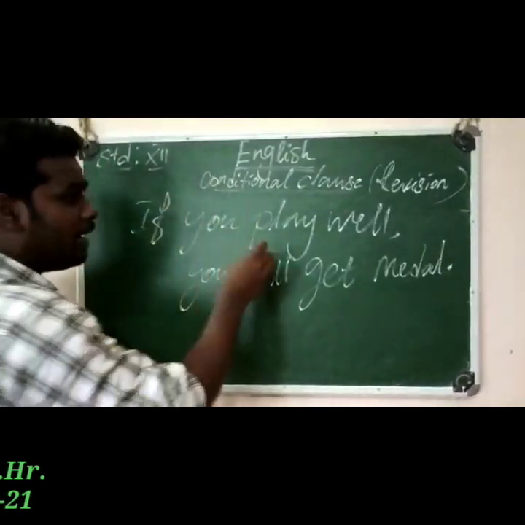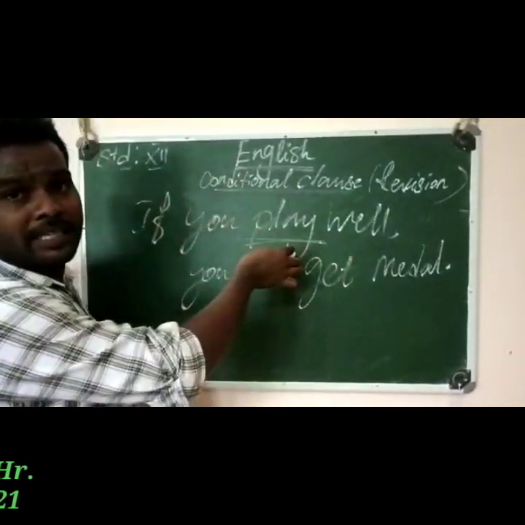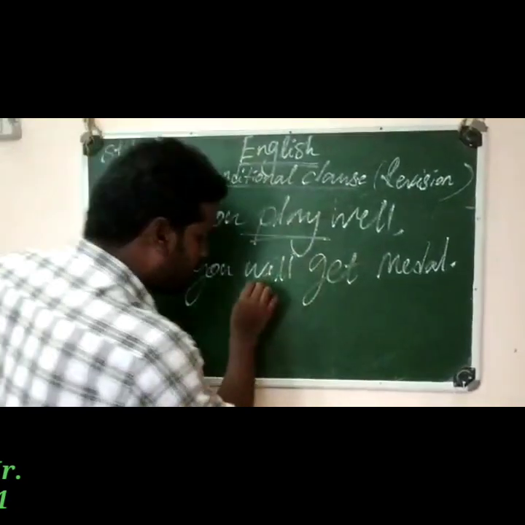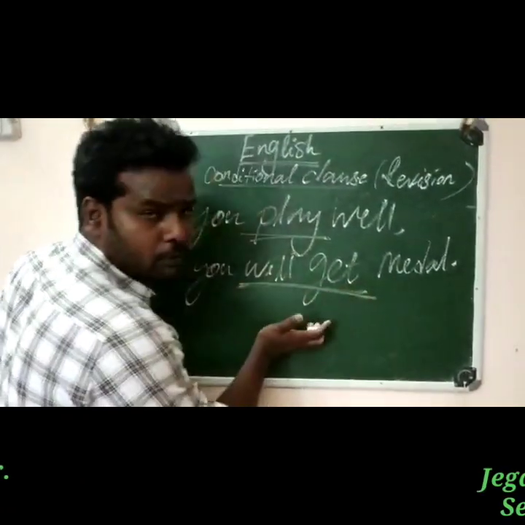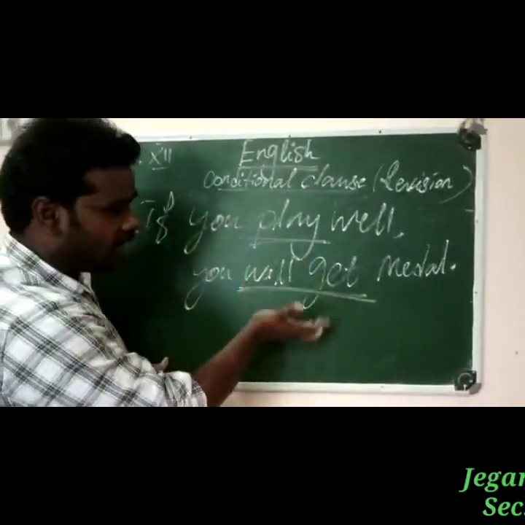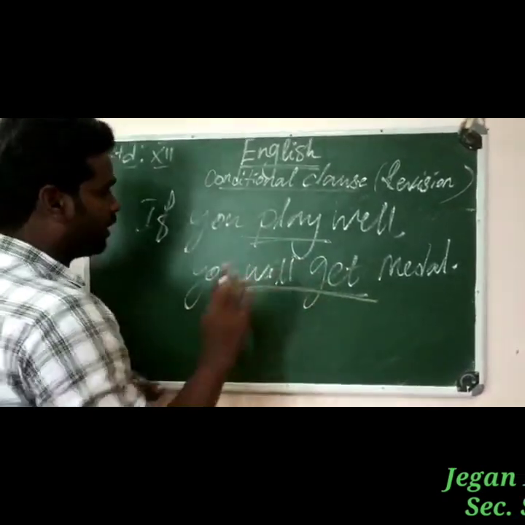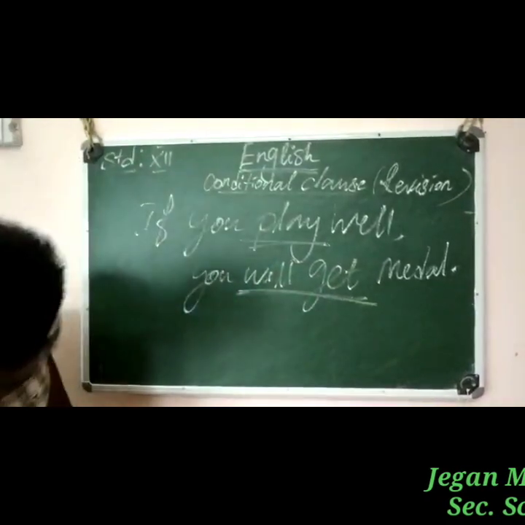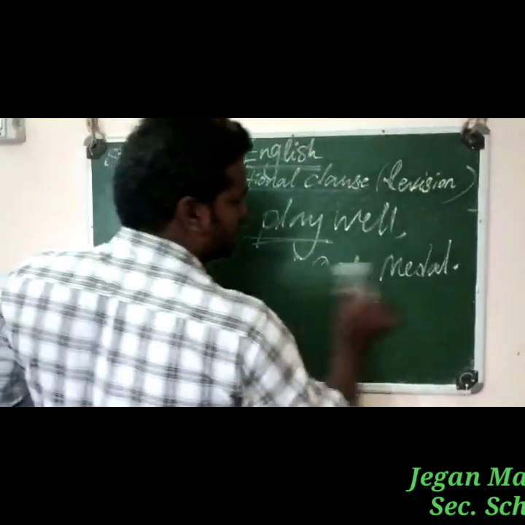Possible or probable, that is the same sentence as your first type. If you play well, simple present is the condition part, and the result part, will get, is simple future. As per the rule, I have used it here. Next, the second one, improbable, that is impossible condition.